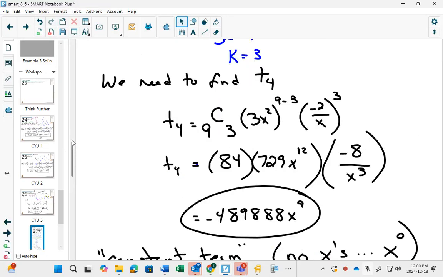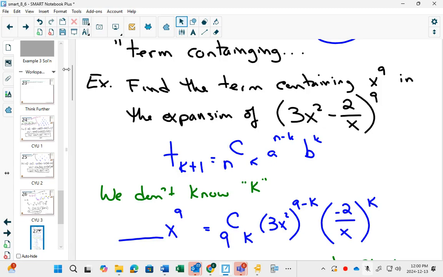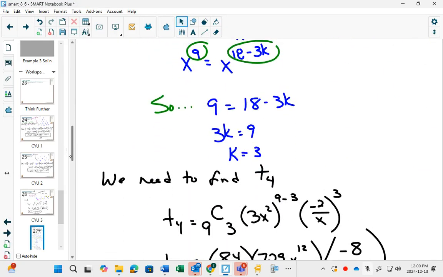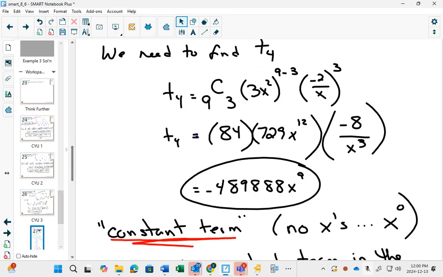But more often, like in this one here, it said find the term containing x to the 9. It didn't say which term contains x to the 9. If it said which term contains x to the 9, you could stop when you had to say it's term 4. But since it said find the term containing x to the 9, you have to find term 4 as well. Questions for practice on this one? For these ones, it's number 9.